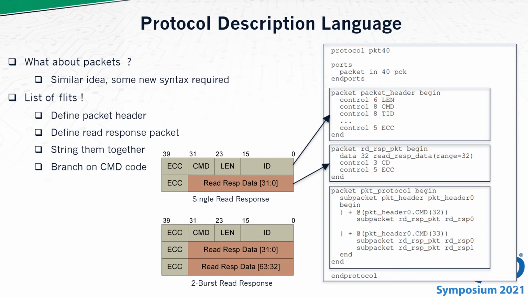In this case, a command code value of 32 in the packet header specifies a single read response will occur, and a command code of 33 specifies a two burst read response. We should note that while syntax for these protocols does have some major differences, all the primitives like control, data, in, out, and the ports remain the same. Furthermore, both packet-based and bus protocols are compiled to the same finite state machine structure, and thus the tool sees no difference between a packet-based or bus protocol. This difference occurs just at the syntax level.